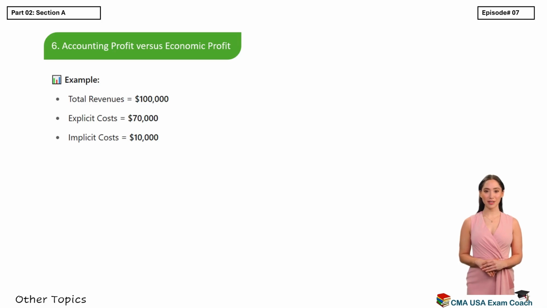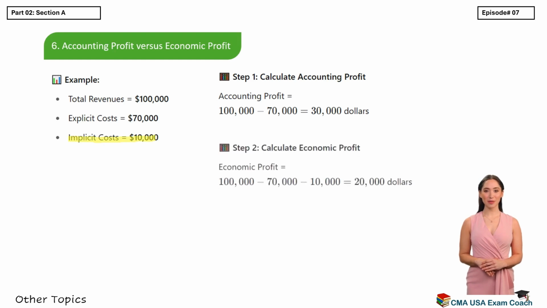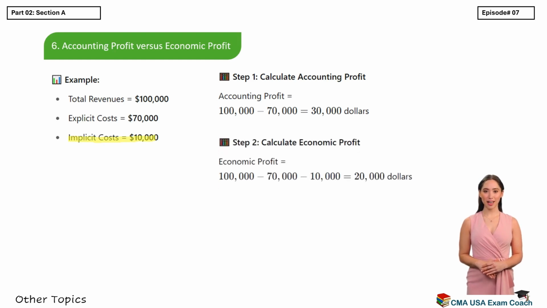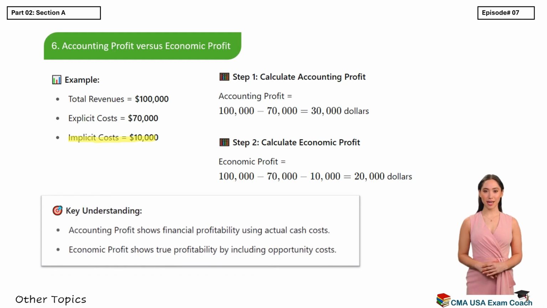Now, assume the business owner gave up a job opportunity that would have paid $10,000. This $10,000 is the implicit cost. To calculate economic profit, take the accounting profit of $30,000 and subtract the implicit cost of $10,000. Economic profit equals $20,000. In summary, accounting profit equals revenues minus explicit costs. Economic profit equals revenues minus explicit costs minus implicit costs. Accounting profit measures financial performance based on actual cash expenses, while economic profit measures true economic value by considering both explicit and implicit costs.